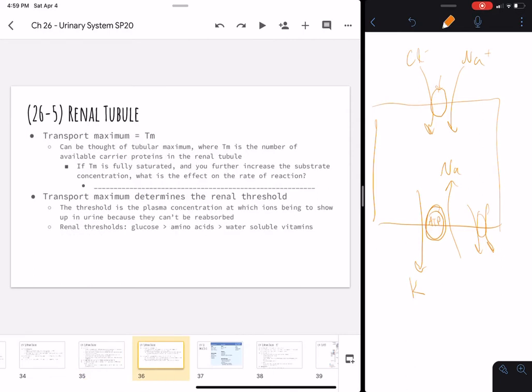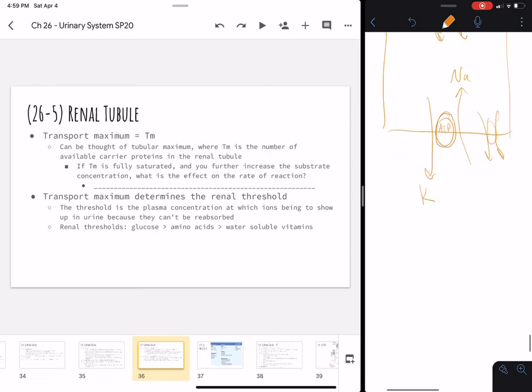Two things about the renal tubule that are specific to the renal tubule are transport maximum and renal threshold. So transport maximum is abbreviated T subscript M, and it can be thought of as the number of carrier proteins that are available at the plasma membrane of a cell. And the number of carrier proteins available at the plasma membrane are essentially the threshold of how much stuff can actually get passed through that plasma membrane.